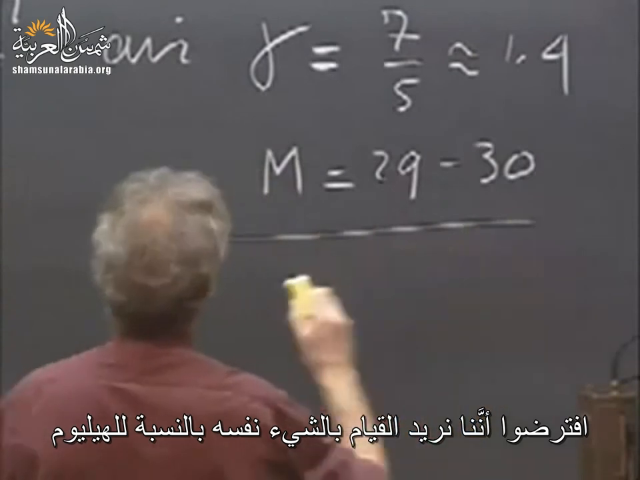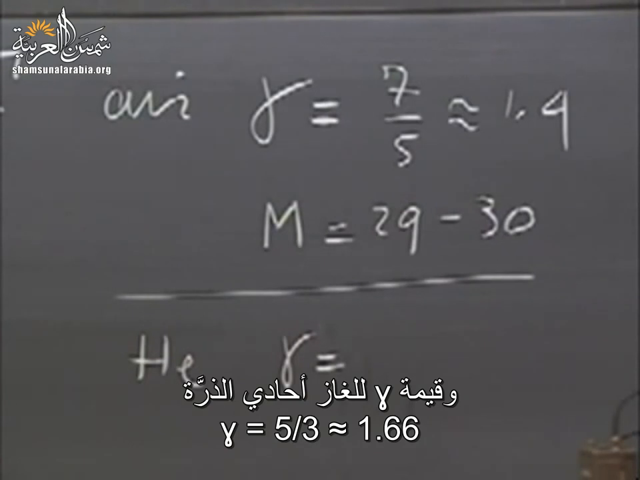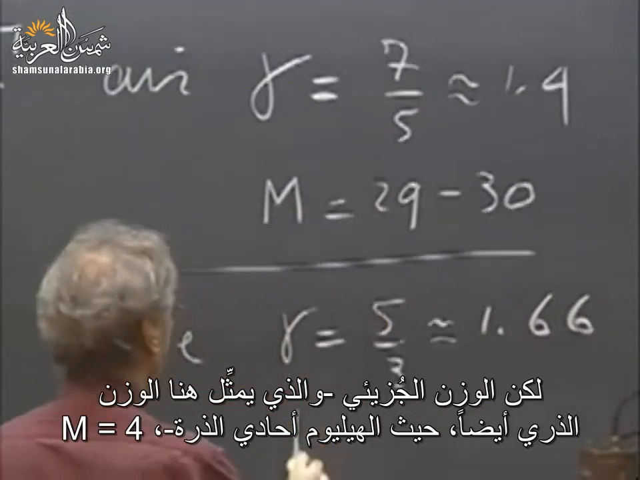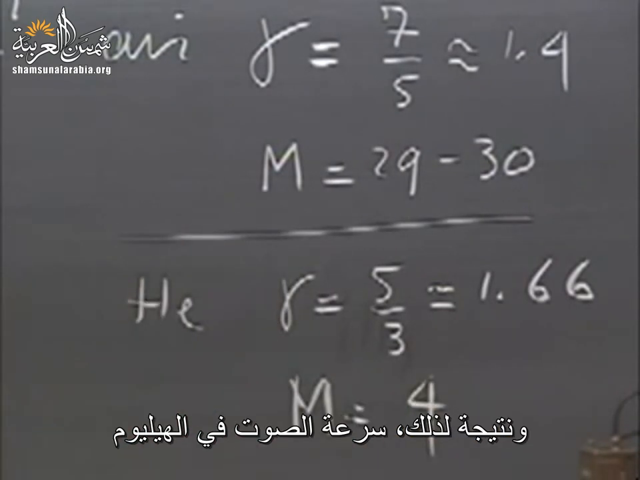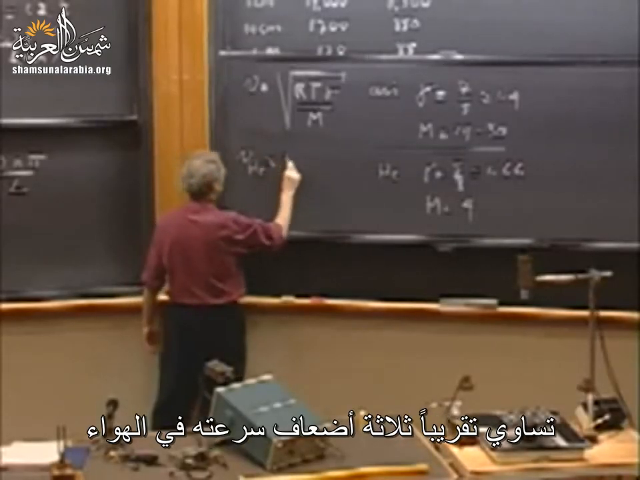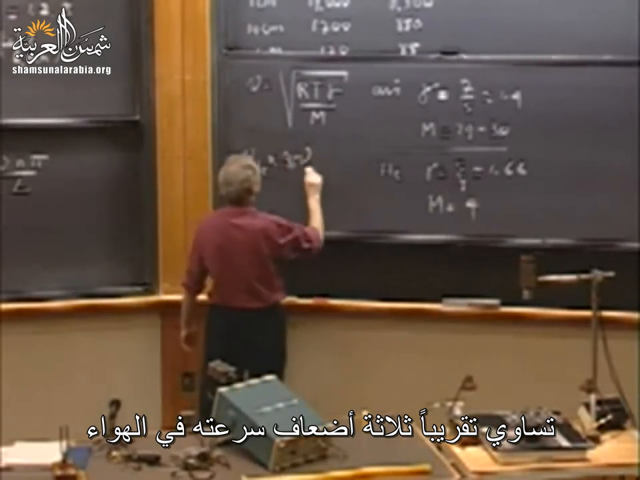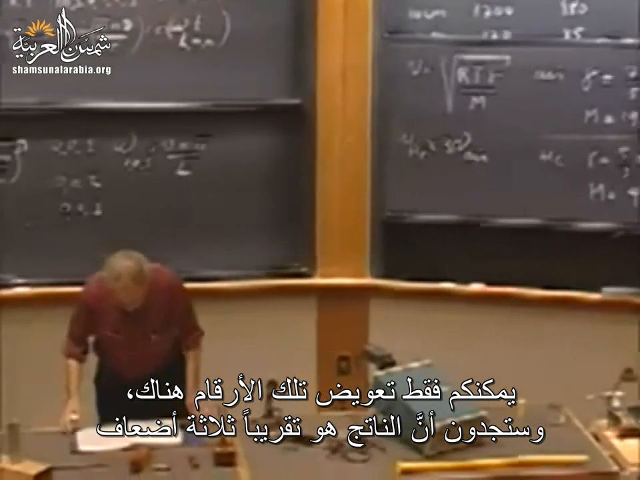So now suppose we do the same for helium. Helium is a monoatomic gas, and for a monoatomic gas, gamma is about 5/3, which is about 1.66. But the molecular weight, which in this case is atomic weight, since helium is just a single atom, is 4. And consequently, the speed of sound in helium is roughly 3 times the speed of sound in air. You can just substitute those numbers in there, and you will find that it's about 3 times higher.